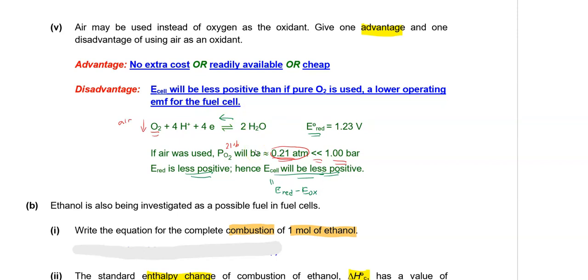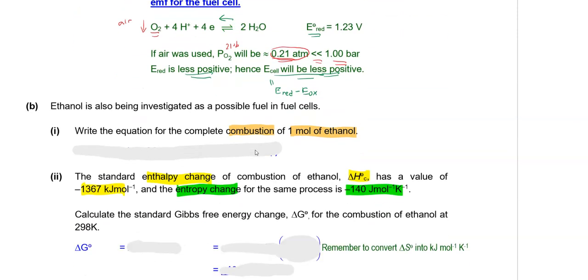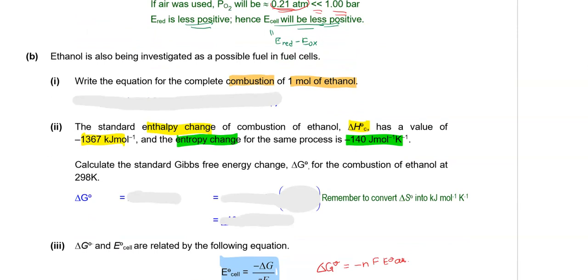Okay, we move on to B. For B, we're looking at ethanol now. So for ethanol, the formula is CH3CH2OH. We are looking at combustion.